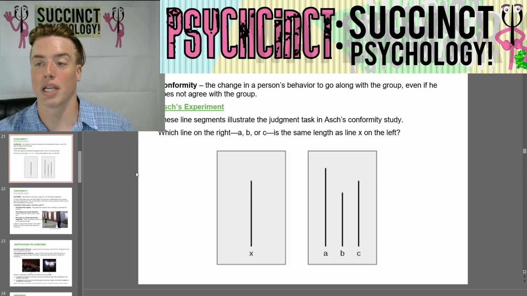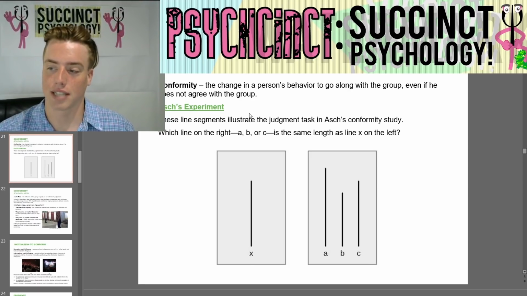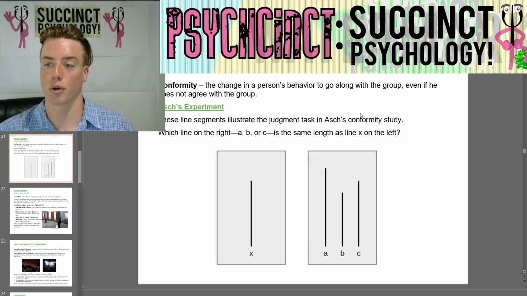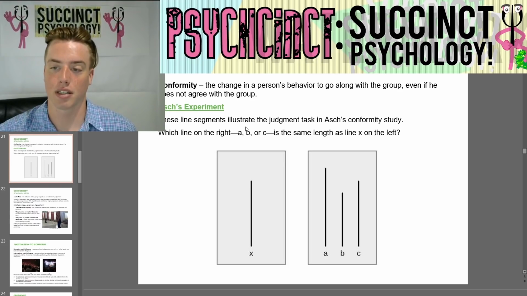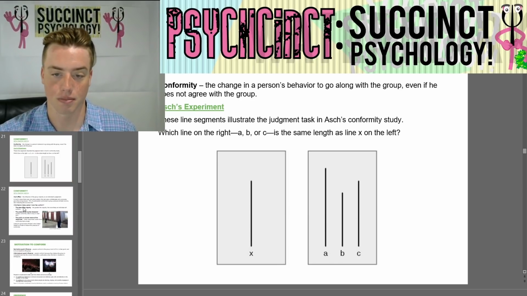Next, we have conformity from Solomon Asch. Conformity is the change in a person's behavior to go along with the group, even if he does not agree with the group. Now, Asch's experiment. These line segments illustrate the judgment task in Asch's conformity study. Which line on the right, A, B, or C, is the same length as line X on the left? So, which line from A, B, and C is the same length as X?